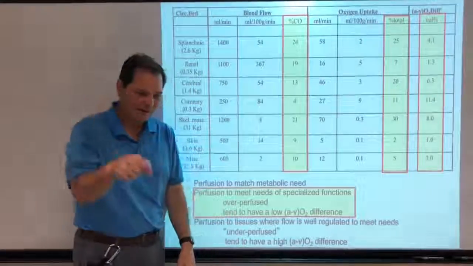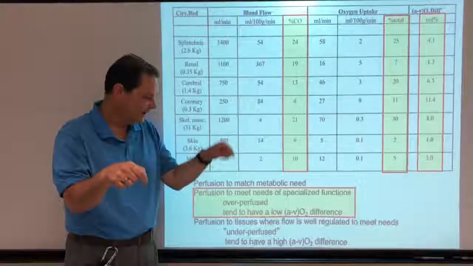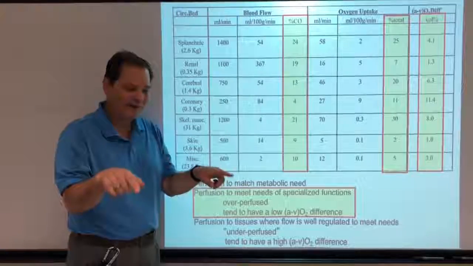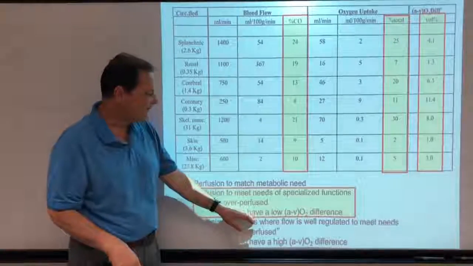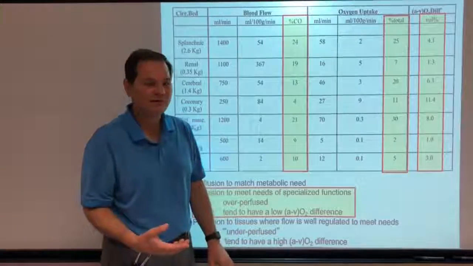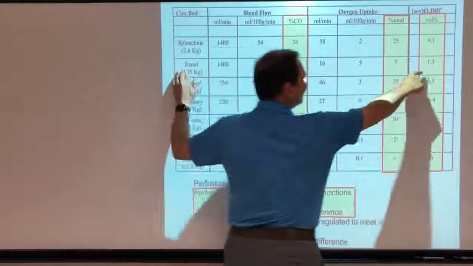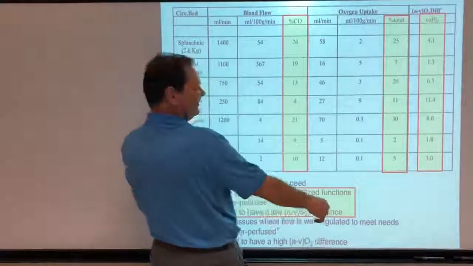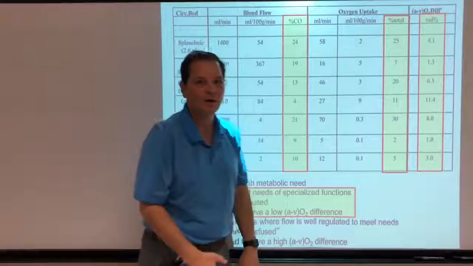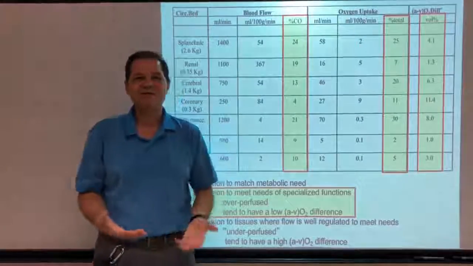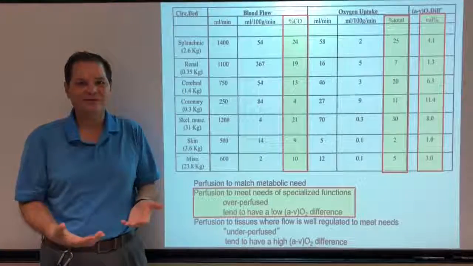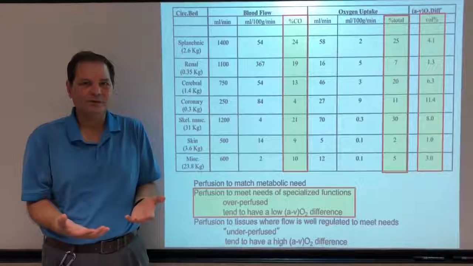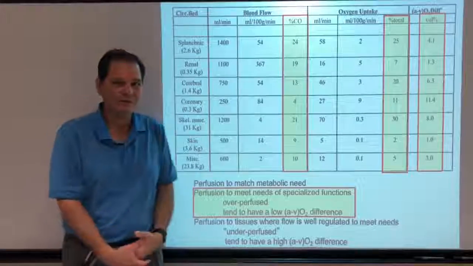That means if you measure the amount of oxygen in the arterial blood going in, you measure the amount of oxygen in the venous blood going out, and you take the difference between the two, that difference tends to be low in overperfused tissues. So in the kidney, it's like 1.3. In the skin, it's like 1. And you can compare that to the coronaries where it's like 11.4. And the reason for that is there's a lot of oxygen left over in the venous blood when they exit these tissue beds, because not that much oxygen is being taken up and utilized. That blood went in there for some other reason.